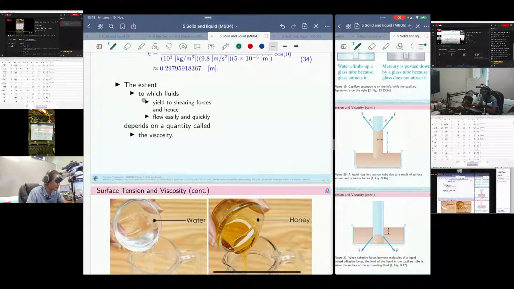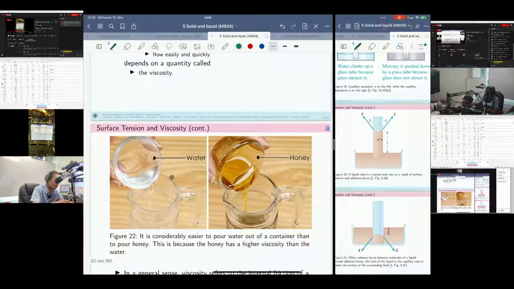Viscosity. Let's talk about what is the meaning of viscosity. The extent to which fluids yield to shearing force and hence flow easily and quickly depends on a quantity called the viscosity. When the water stays together, there will be several layers, and the friction between different layers will cause the difficulty for them to move, and that's called viscosity.